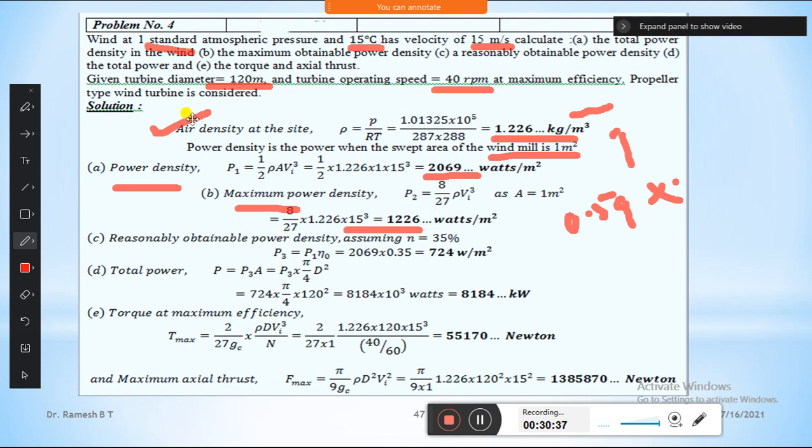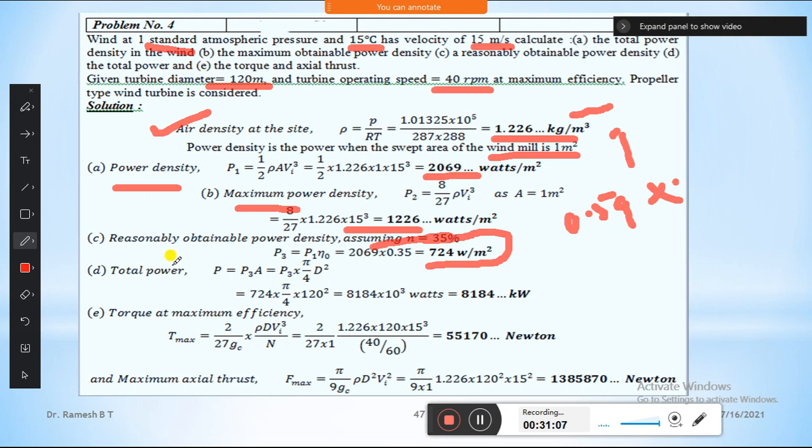Next is according to the efficiency. The efficiency is restricted to only 35%. So according to that, the power output P3 is equal to P1 into nu. Nu means efficiency. That efficiency is 0.35 into 2069. That finally gives 724. So 724 is the actual obtained power density. The actual obtained power density is 724 watt per meter square.